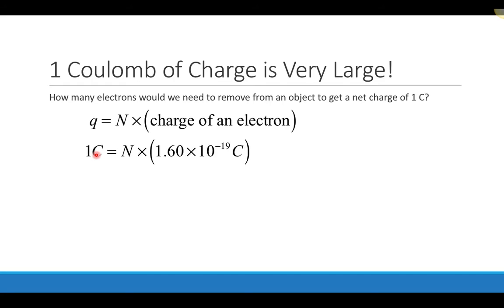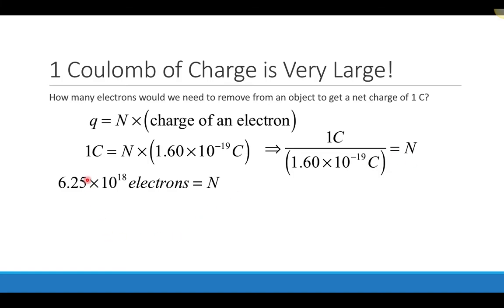So our question is, if we want 1 coulomb of charge, how many electrons do I have to remove in order to get that, where each electron has a charge of 1.6 times 10 to the minus 19 coulombs? In order to solve for n, I can divide both sides by 1.6 times 10 to the minus 19. So 1 coulomb divided by 1.6 times 10 to the minus 19 is the number of electrons I would have to remove.